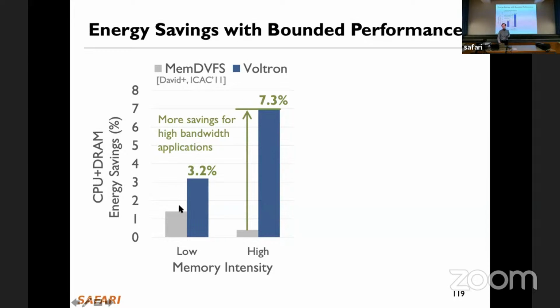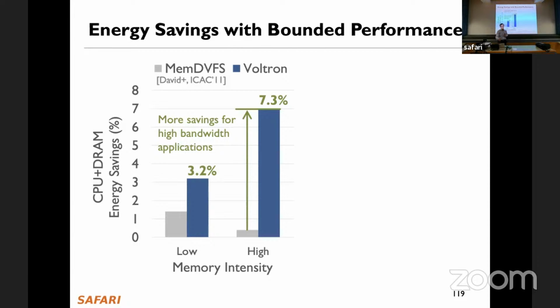So basically, you can get much higher energy reductions, especially for applications that have high memory intensity, because that's where you actually gain benefits in terms of energy. When you have high memory intensity, you're having a lot of activations in memory, and those are the ones that are costing a lot of energy.